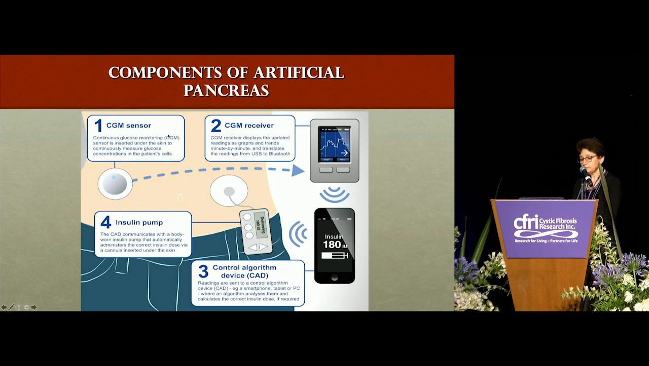So what are the components of this pump? It's a CGM sensor, a receiver, which is usually the pump itself, and a little algorithm that analyzes the data and sends it back to the insulin pump to provide the action of how much insulin to deliver. So if you're sleeping at night and your blood sugar is going up or down, the pump is working in the background, adjusting the basal insulin depending on where the blood sugars are going.